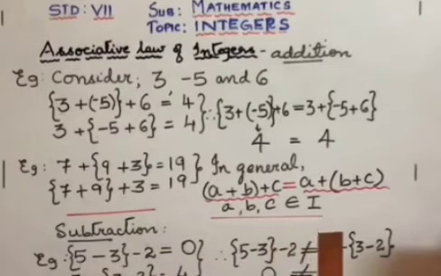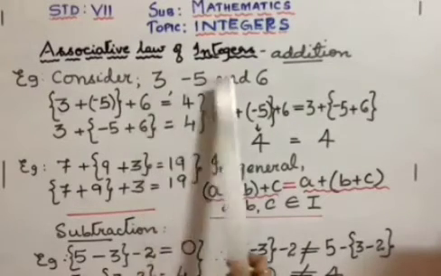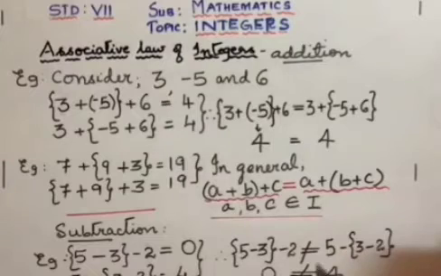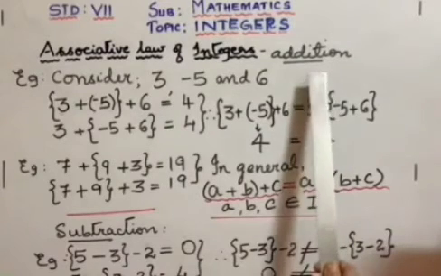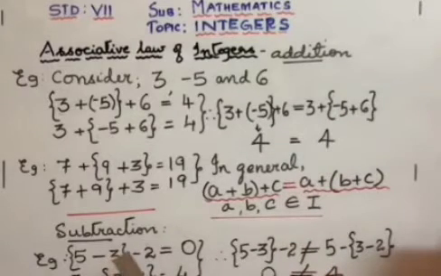Commutative property holds true only with addition. We have seen that in the previous session. Now you have learned associative property holds true only with addition, but it does not hold true with respect to subtraction. Is that clear, children? Okay, just make a note.